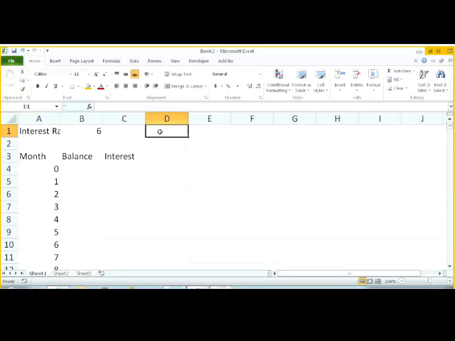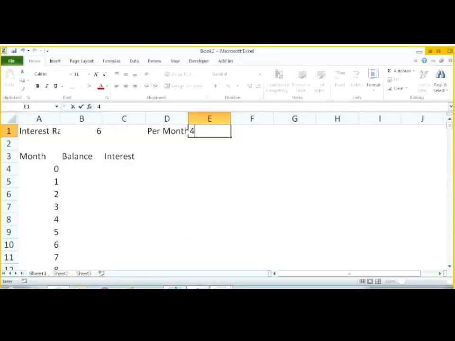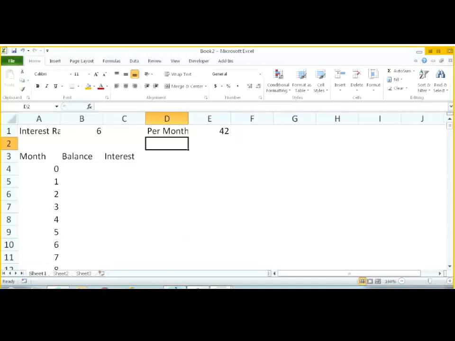Now, I'm going to say per month. Okay, we'll change that as well. So I'm going to put in 40. What was the number? 45 or so? What was it? $42. Okay, I think that's what the commercial says. $42 per month. Okay.